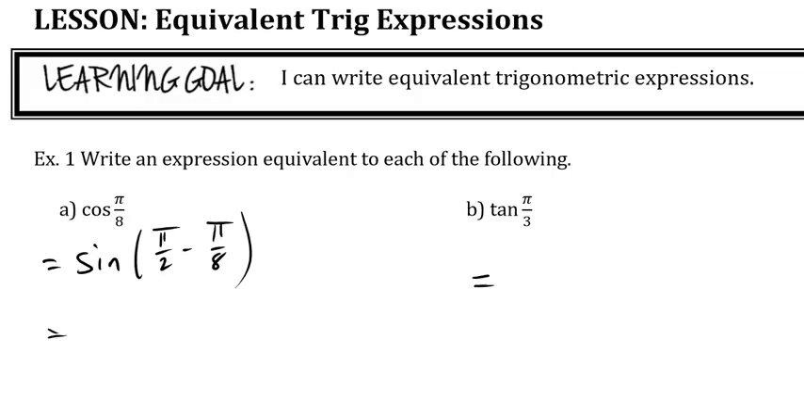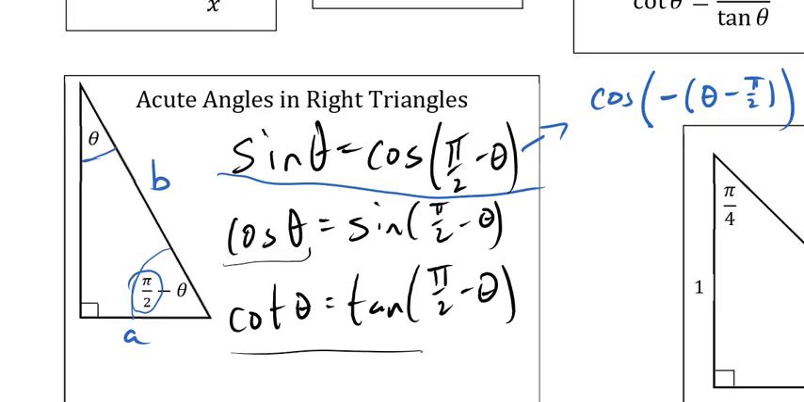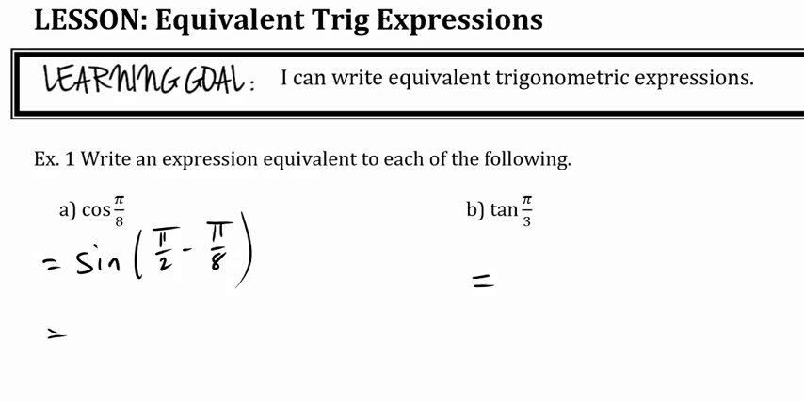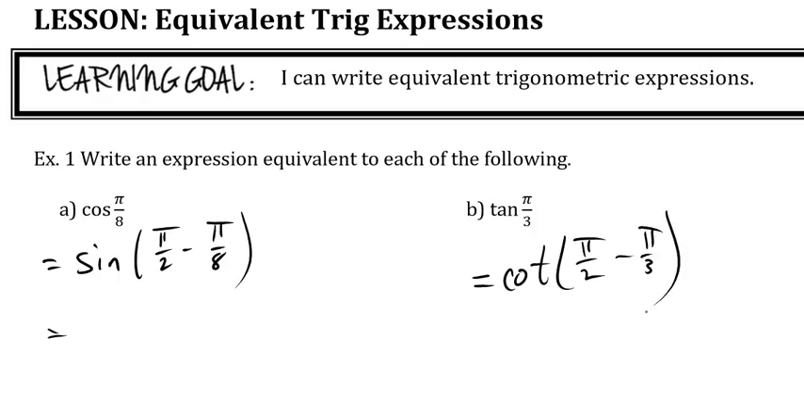So tan of pi by 3, how would I do that? I could use this one, cotangent. So it equals cotangent of pi by 2 minus pi by 3. And then again, work that out to exactly what that is.